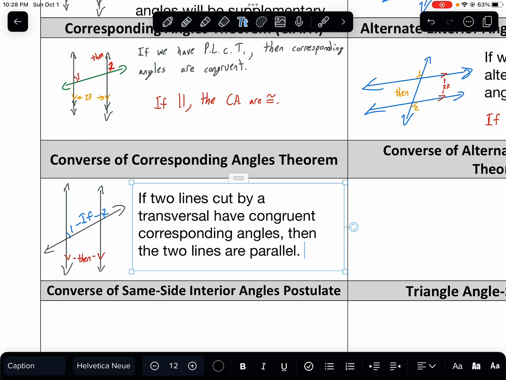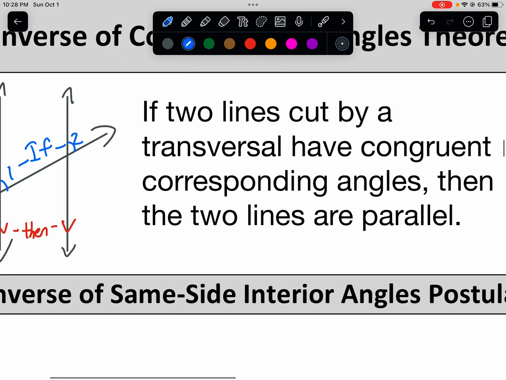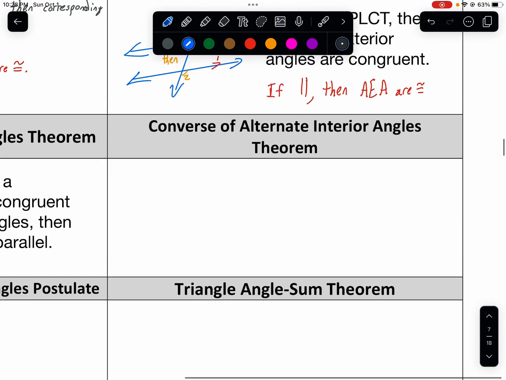All right, let's go ahead and write that really quickly. If corresponding angles are congruent, then parallel. That's our converse statement.